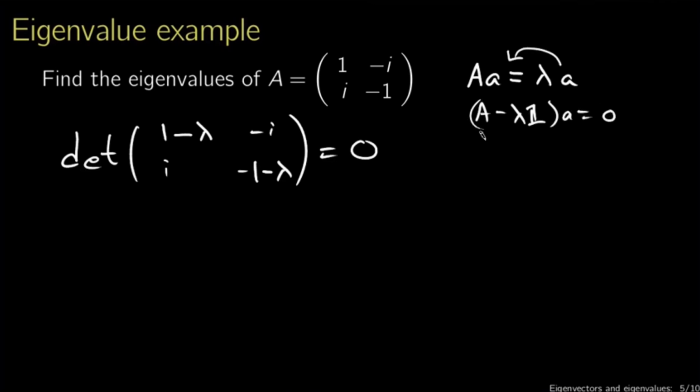And this matrix is what we're taking the determinant of. So you know how to find the determinant of a 2 by 2 matrix. It's just something that you can write down. It's 1 minus lambda, this term, times this term, which I'm going to write as minus 1 plus lambda. And then I subtract from that this term times this term, i times minus i.